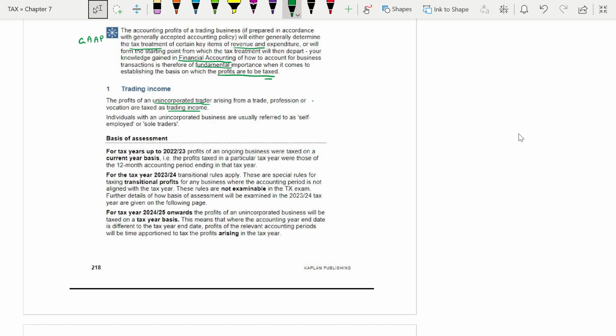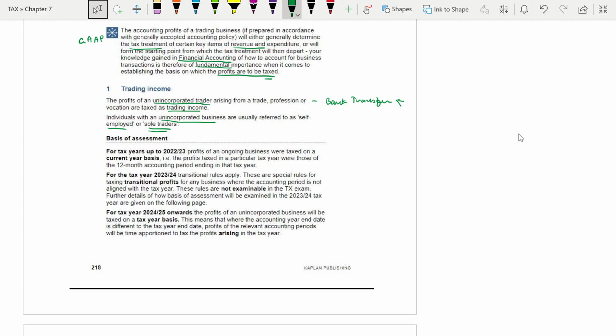See what happens in most countries: everything will be a bank transfer. Every amount will be a bank transfer, and automatically you will get into the question of how much income you are going to have. Income is determined by how much you have received through the bank. Nobody will have a cash basis or cash transactions. Individuals of an unincorporated business are usually referred to as self-employed or sole traders. Unincorporated means, see, registered is different, registration is different, licensing is different.